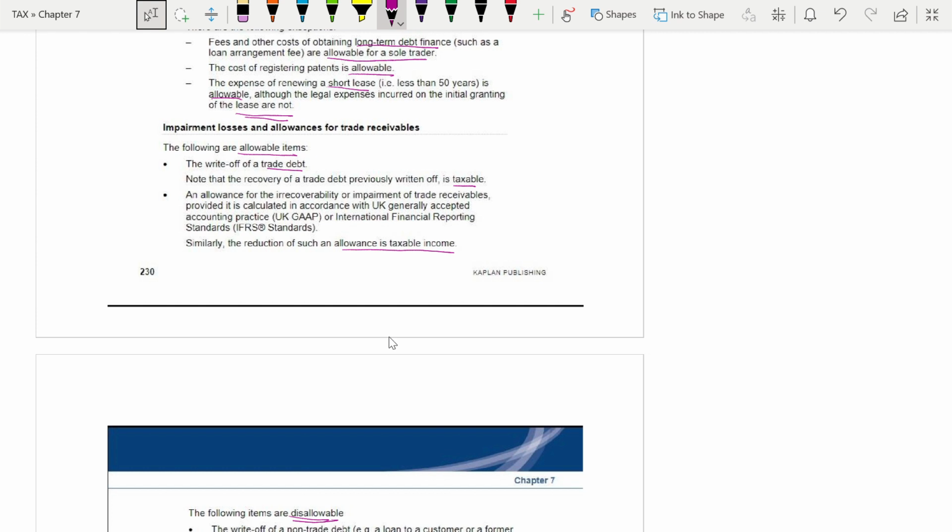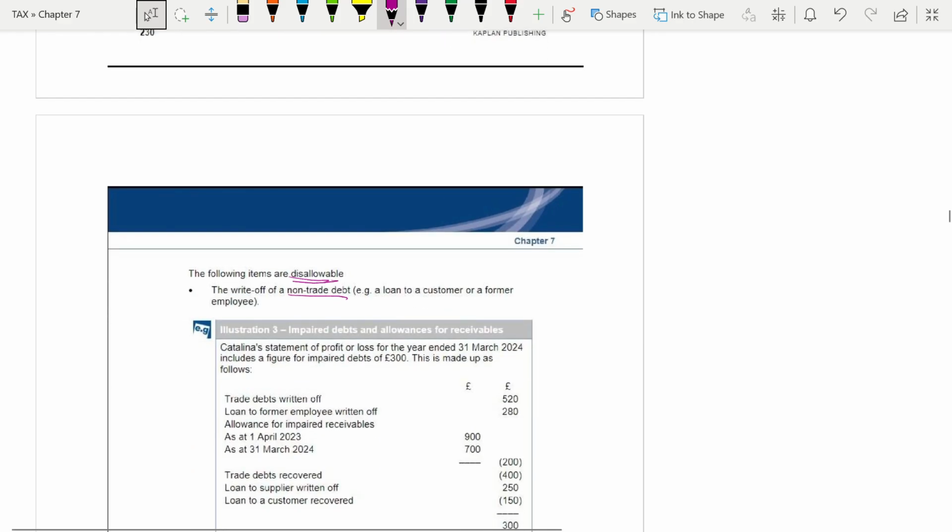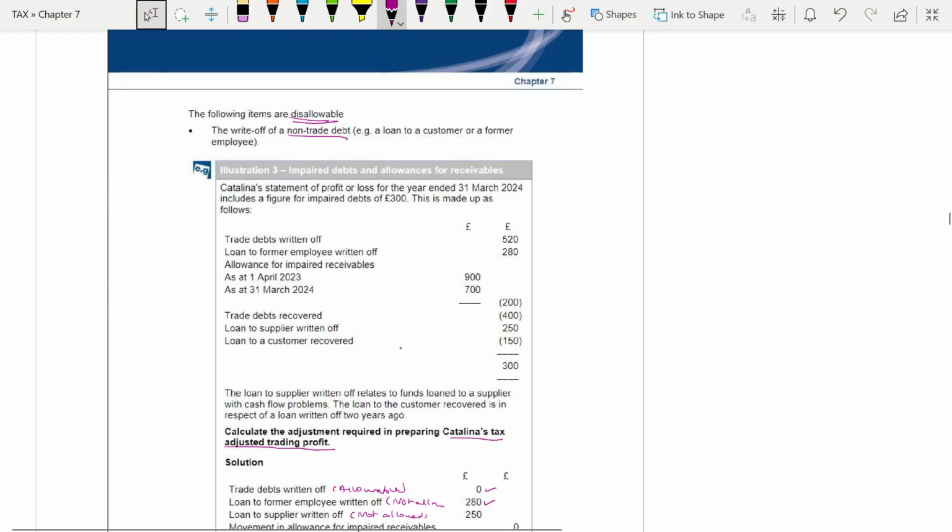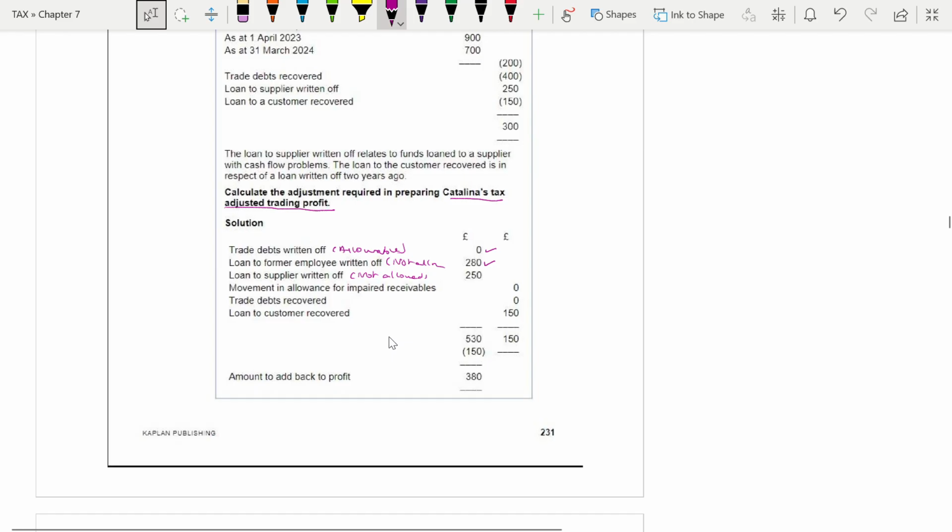An allowance for the recoverability or impairment of trade receivables, calculated in accordance with UK GAAP or IFRS, is allowable. And what has been mentioned here, the movement, is allowable. For trade debts recovered, past debts are taxable, current debts are allowable. Is a loan to a customer recovered? It is not allowed.